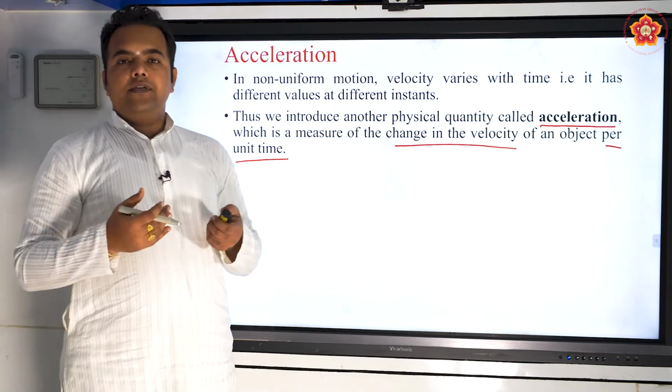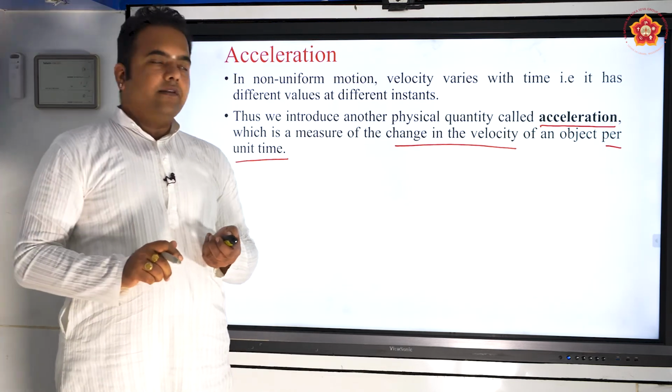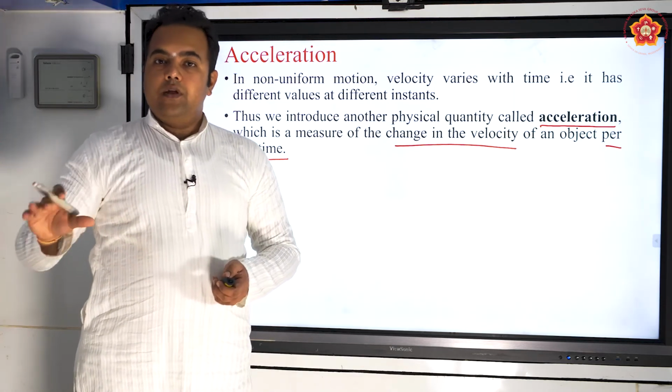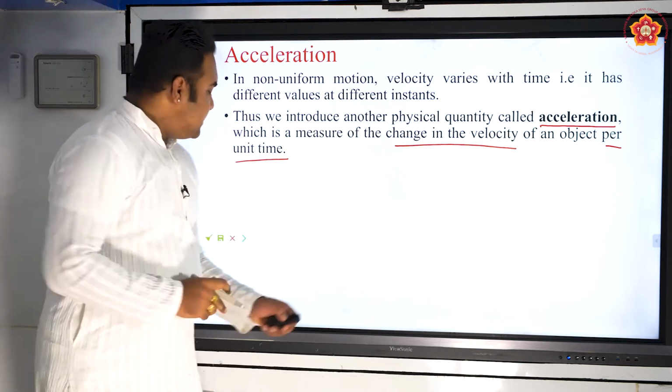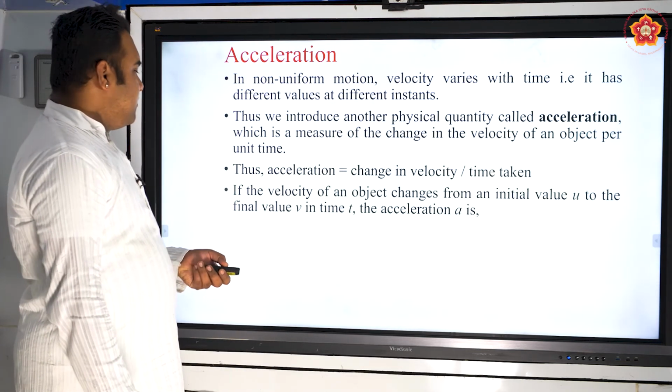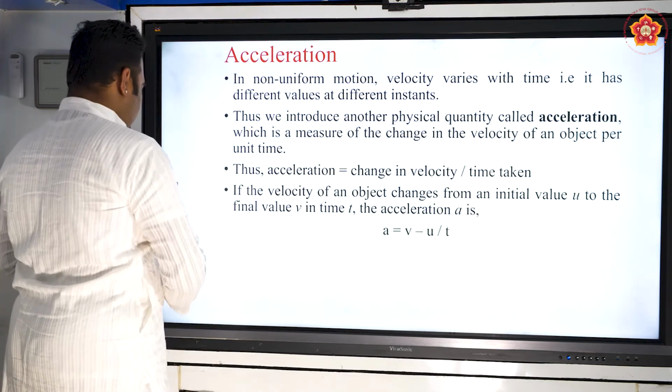So therefore, we use this term called accelerator. When we raise the accelerator for a bike, what happens? We increase the speed and go. The moment you put the brake, we say that we are decelerating, we are reducing. So therefore, acceleration is nothing but change in velocity per time taken.